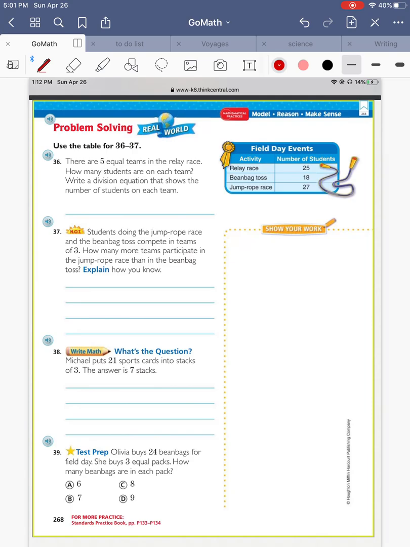So what's the total number of students? For the relay race, there's a total of 25 students. They're split into how many groups? It says there's 5 equal groups. So 25 students divided by 5 equal groups means that there are 5 students on each team. So 5 students.